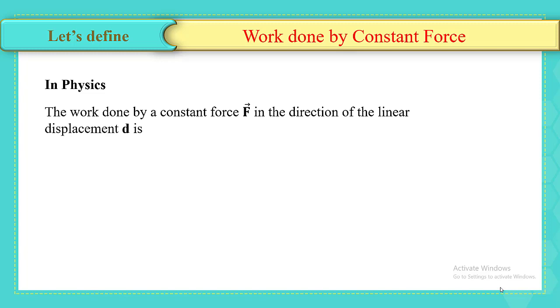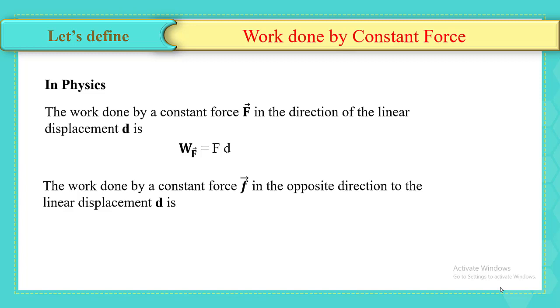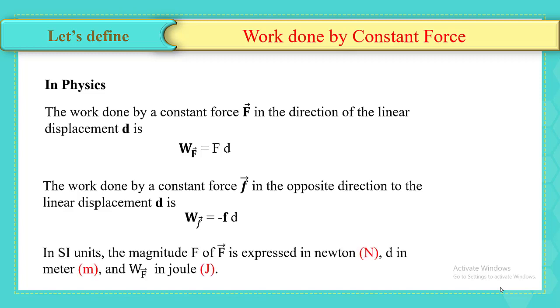The expression of the work done by a constant force in the direction of a linear displacement is defined as Wf is equal to F times d. The expression of the work done by a resistive constant force is Wf is equal to minus F times d. The SI unit of the force is Newton, the SI unit of the distance or the displacement is meter, and the SI unit of the work is joule.